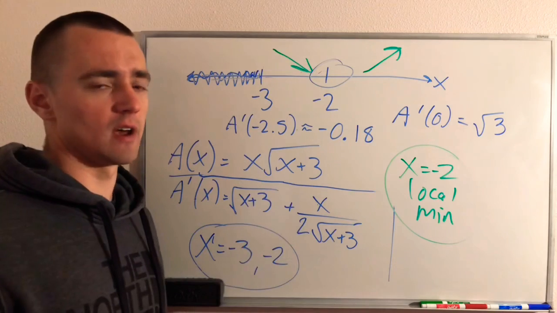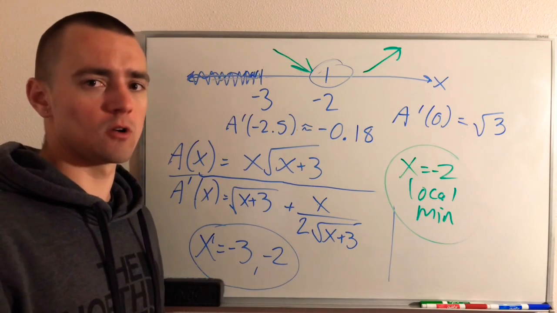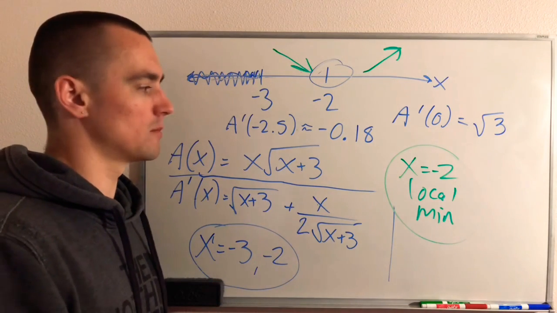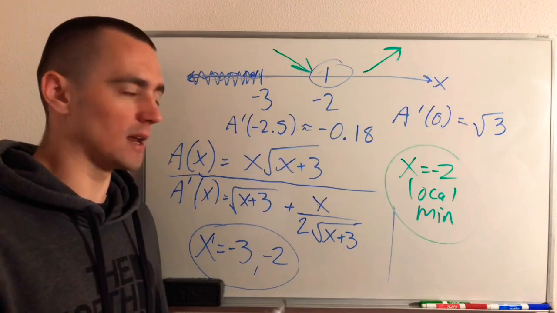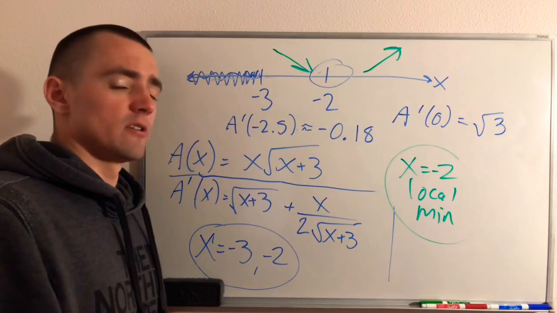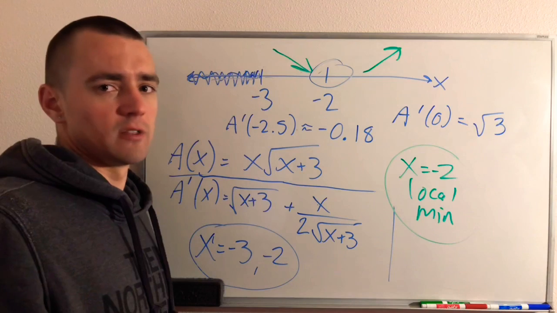So in this case, we only have one local extrema, or one local maximum or local minimum, and it is a local minimum at x equals -2. And that's really all there is to the first derivative test to find the local extrema.